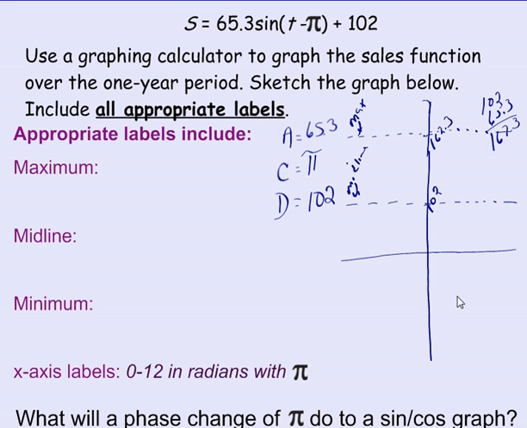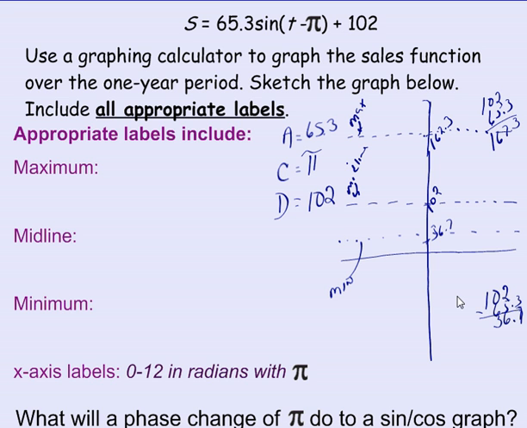So we're drawing in our maximum, we're drawing in our midline. Now we need to figure out what is our minimum. So we would do 102 minus 65.3. Okay, and we find that that is 36.7. So our minimum would be drawn all the way down below at 36.7. Okay, notice that it's not drawn to scale.